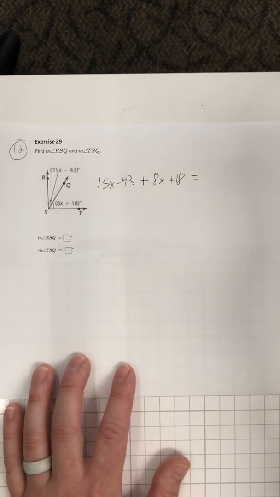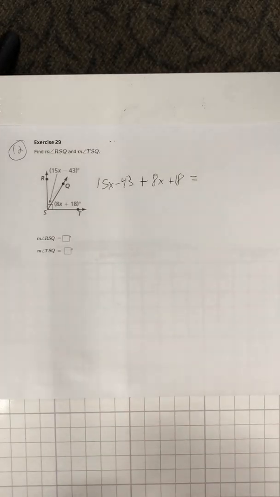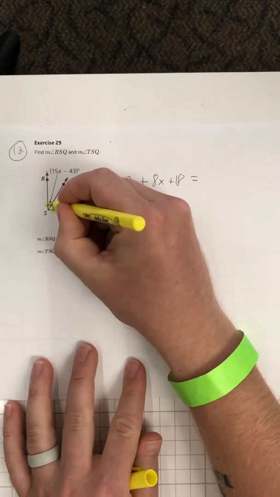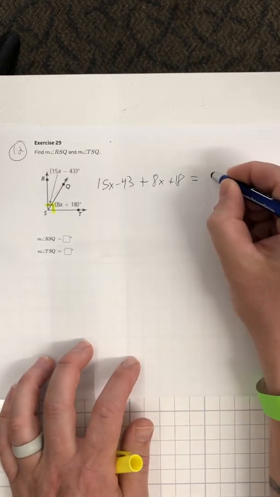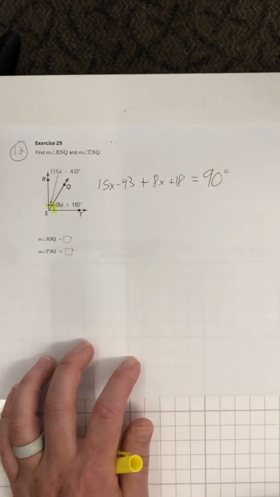Think to yourself real quick. These two smaller angles add up to what? It doesn't tell us. How do we know what it's equal to? Because of this right here. It's a right angle. How much is a right angle? A right angle is always 90 degrees.